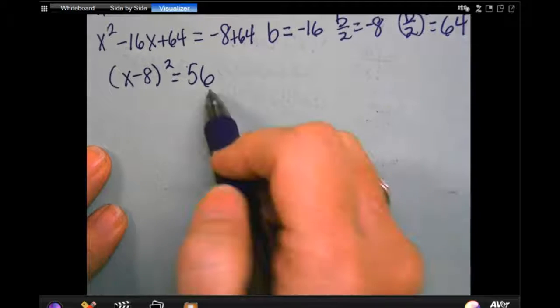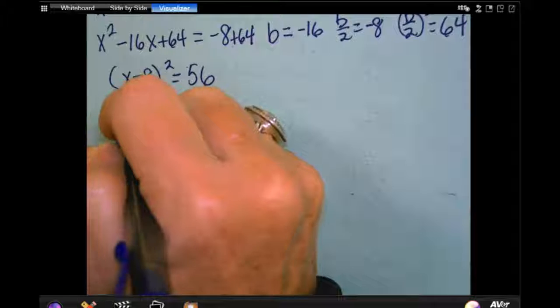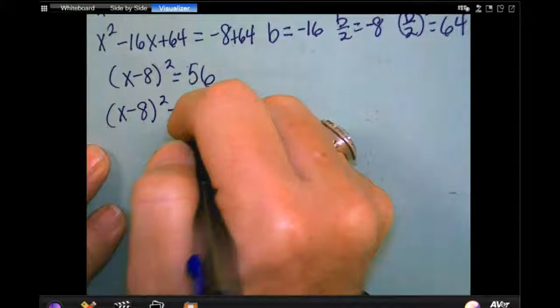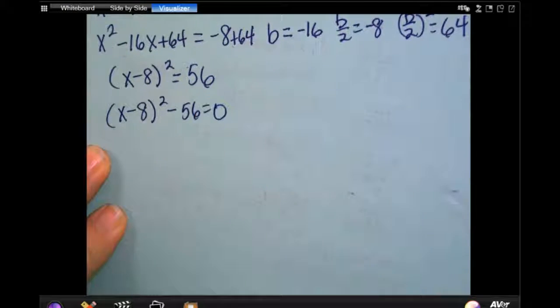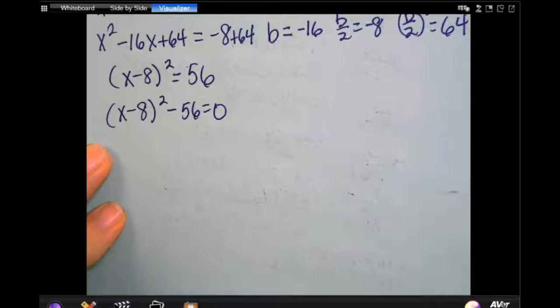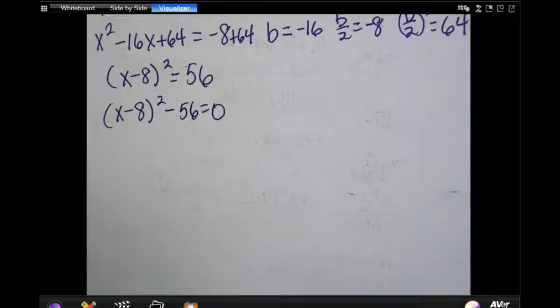So I just want to subtract the 56. So the vertex of the quadratic is 8 and negative 56. Because now it's in vertex form, and that gives you the vertex. So let's do another one.